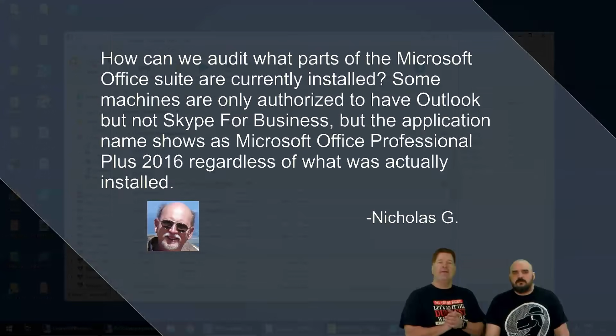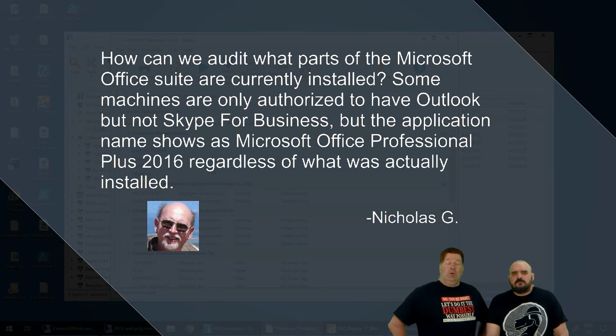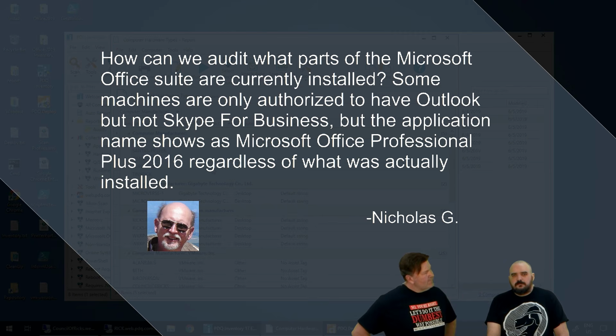Good question. Should we take a question? Let's take a question. Yeah. Morning, nerds. First question of the day. How can we audit what parts of the Microsoft Office suite are currently installed? Some machines are only authorized to have Outlook, but not Skype for Business. But the application name shows as Microsoft Office Professional Plus 2016, regardless of what was actually installed. Looking forward to your answer.